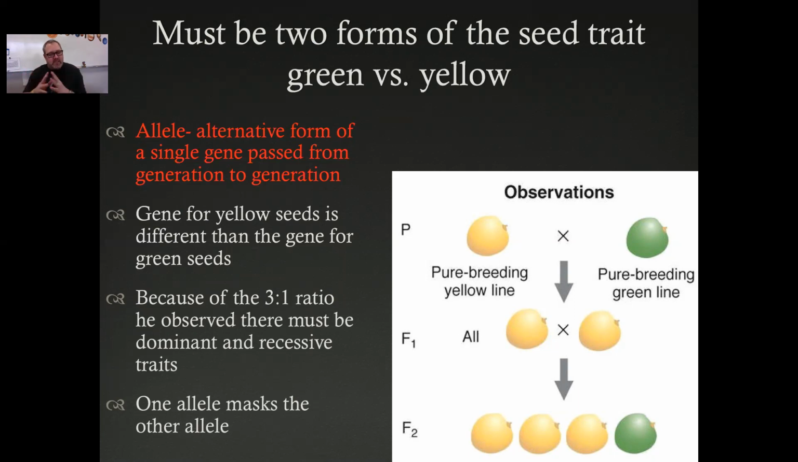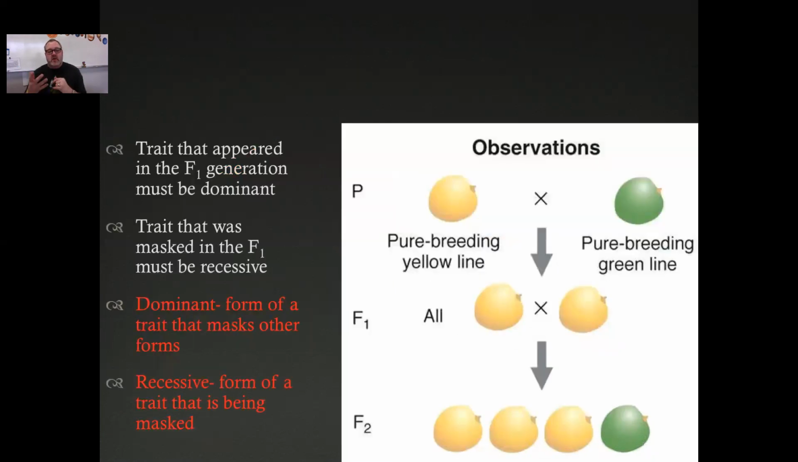Okay. Now, this might sound familiar to you from 7th grade. Dominant versus recessive alleles. One of the alleles masks the result from the other one. So the trait that appears in the F1 generation, over here, they're all yellow. So yellow must be dominant to green. It is masking the result of the other allele. The dominant allele masks what the recessive allele would have shown.